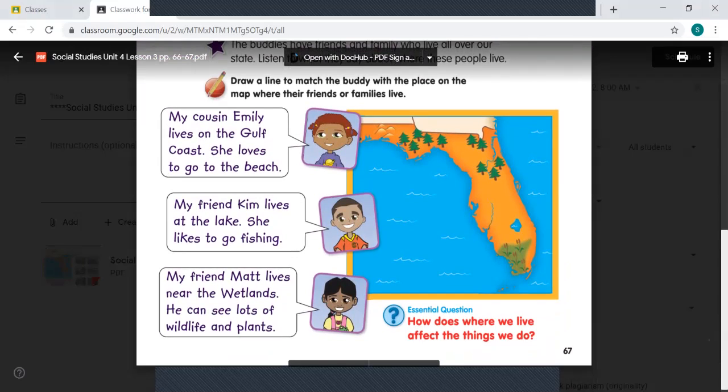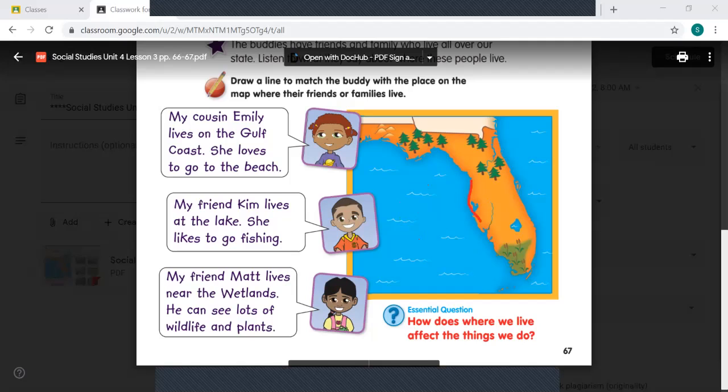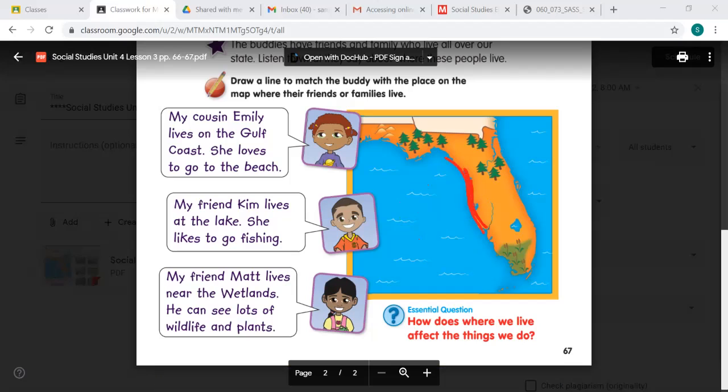So where would that be? It would be in this area, right? So she lives on the land over here, and this is the Gulf. So over here is the Gulf. This is the coast near the Gulf. So that way she can go to the beach. So when you live near the water, all over here on the land, you can go to the beach. It's close to you.